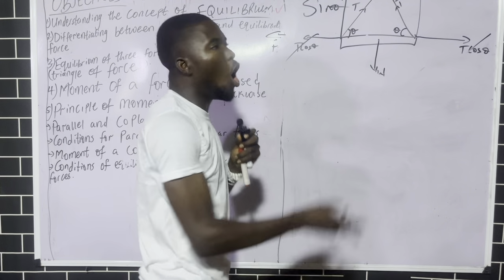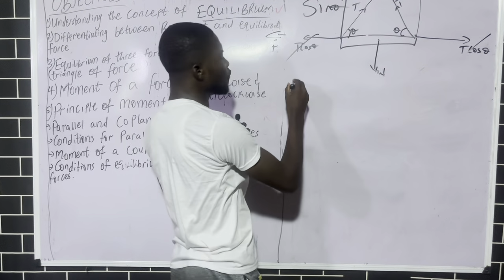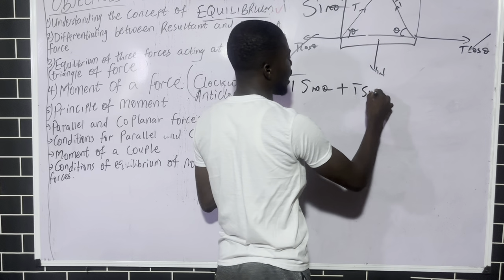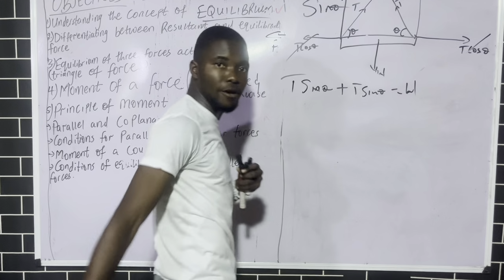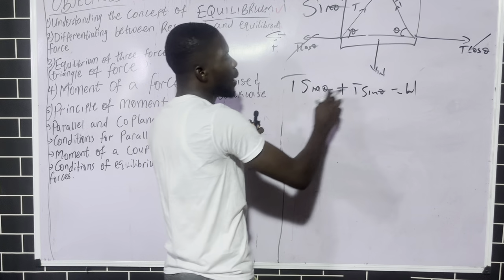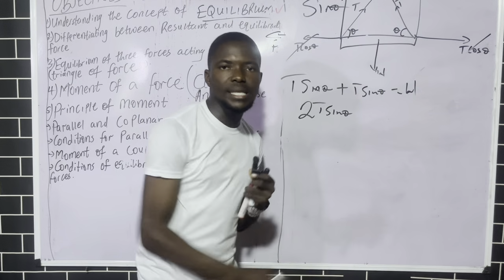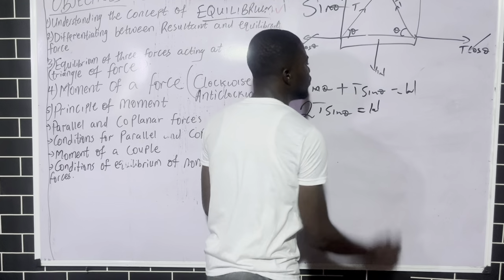Now let's go to the second one. Upward forces. What are the forces acting upward? T sine theta and T sine theta. So we have upward forces T sine theta plus T sine theta is equal to, what is the downward force? The weight W. Are you following me? So T sine theta plus T sine theta will give us 2T sine theta. How? 1 biscuit plus 1 biscuit, 2 biscuits. As easy as that, is equal to W.